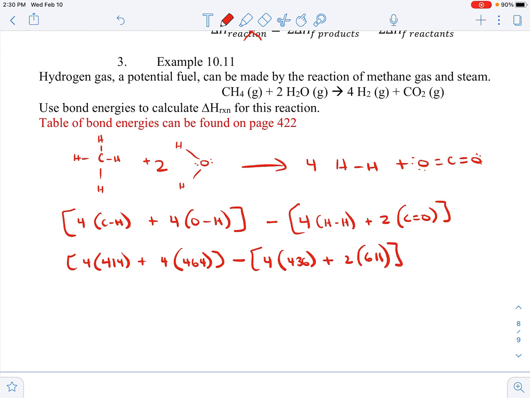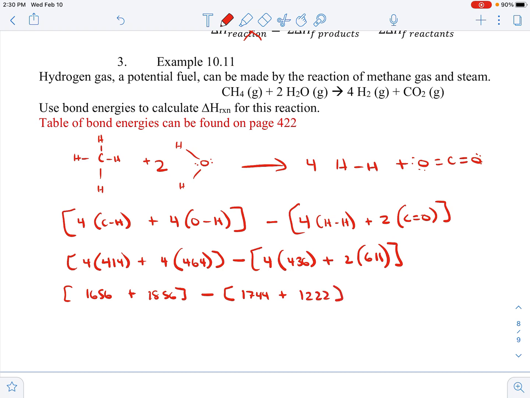All right. Awesome. So let's do our math there. 4 times 414, we got 1656. Plus 4 times 464, we get 1856. Minus, we got 4 times 436, 1744, and we've got 2 times 611, which I should be able to do in my head, but whew, Miss Griffith, late in the day.